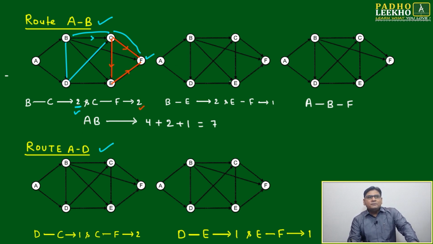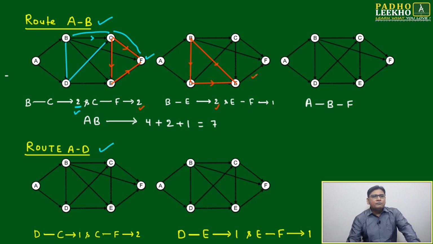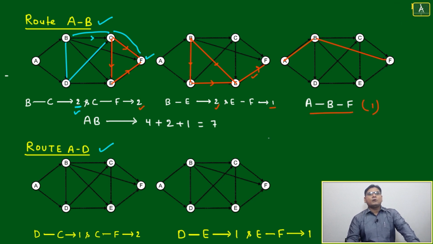If we are not going B to C, and we are going B to E, then how many routes from B to E? We have two routes. Let's look at which are the two routes. B to E, two routes. E to F, only one route. So it will be one. One route is there, direct A to B, B to F. This is one route.